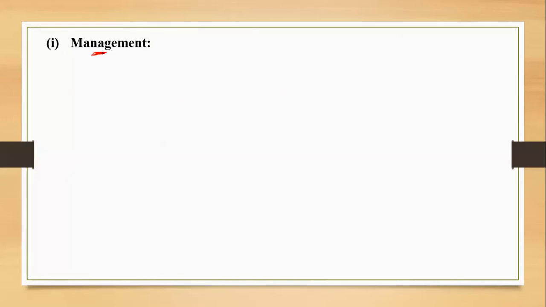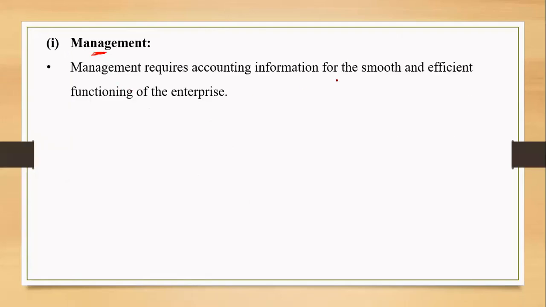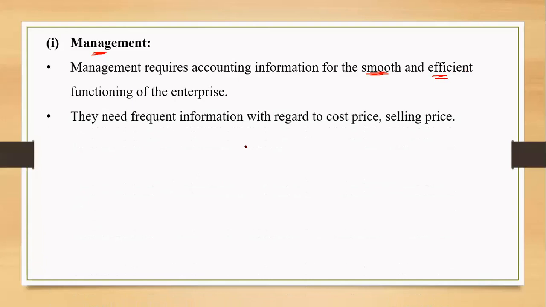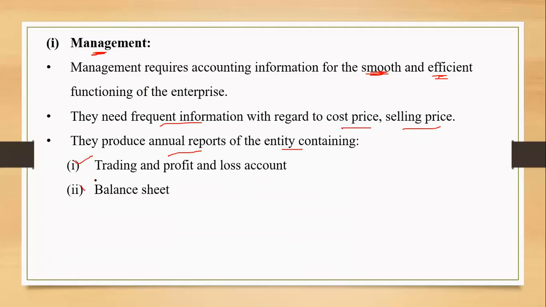It helps the management in taking the managerial decisions. The same point is over here. Management requires accounting information for the smooth and efficient functioning of the enterprise. They need frequent information with regard to the cost price and the selling price of the product. They produce the annual reports of the entity containing the trading and profit and loss account, balance sheet, and cash flow statement. These three are the important parts of the annual report of the company.